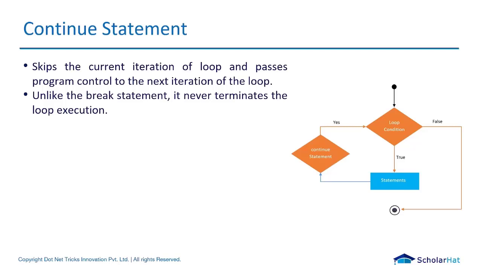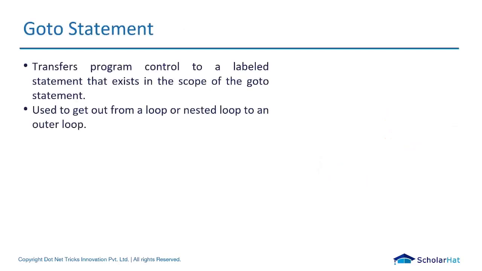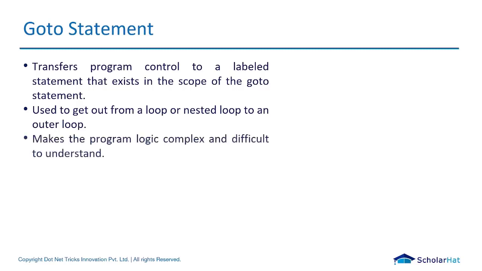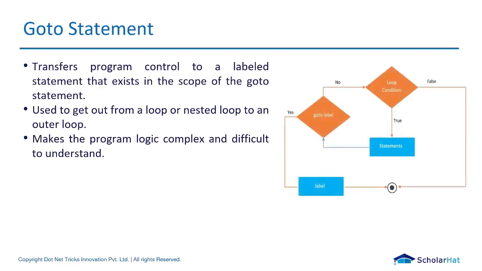All right. Next is the goto statement. Goto statement transfers program control to a label statement that exists in the scope of the goto statement, and it is used to get out from a loop or nested loop to an outer loop. It makes the program logic complex and difficult to understand. We're going to see each thing one by one in VS Code, and that time you'll understand better what break, continue and goto statements mean. So let's jump to VS Code and do some coding.